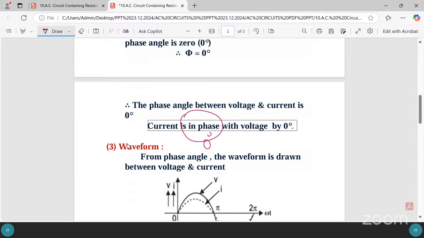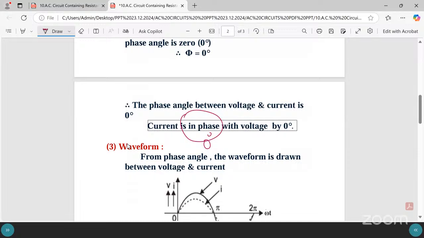How can you say it is in phase? Comparing the equations of current and voltage. What is the current equation? I is equal to Im sin omega t. What is the voltage equation? V is equal to Vm sin omega t. Comparing both equations, it confirms that the phase angle is 0. Once we get 0, we can make the sentence now. Current is in phase, and in phase indicates that it is 0.